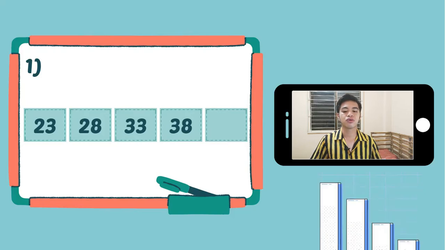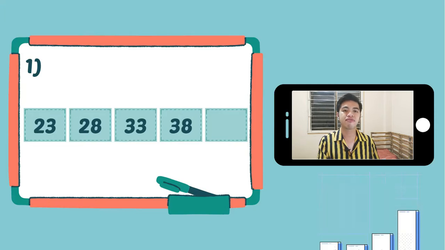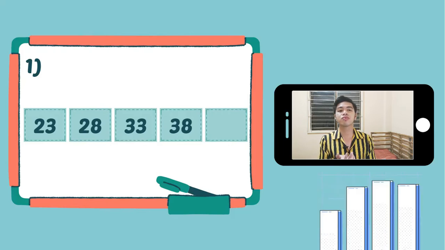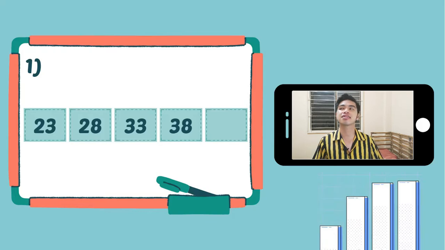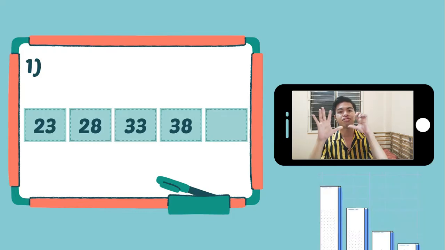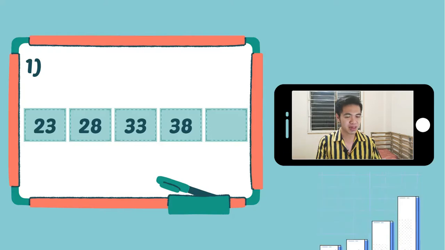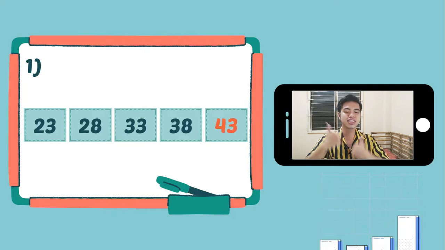Because when we added 5 to 23, it became 28. When we added 5 to 28, it became 33. When we added 5 to 33, it became 38. So what will it be if we add 5 to 38? Let's count it. 38, 39, 40, 41, 42, and 43. So the next number will be 43. Very good, kids. You did a good job.